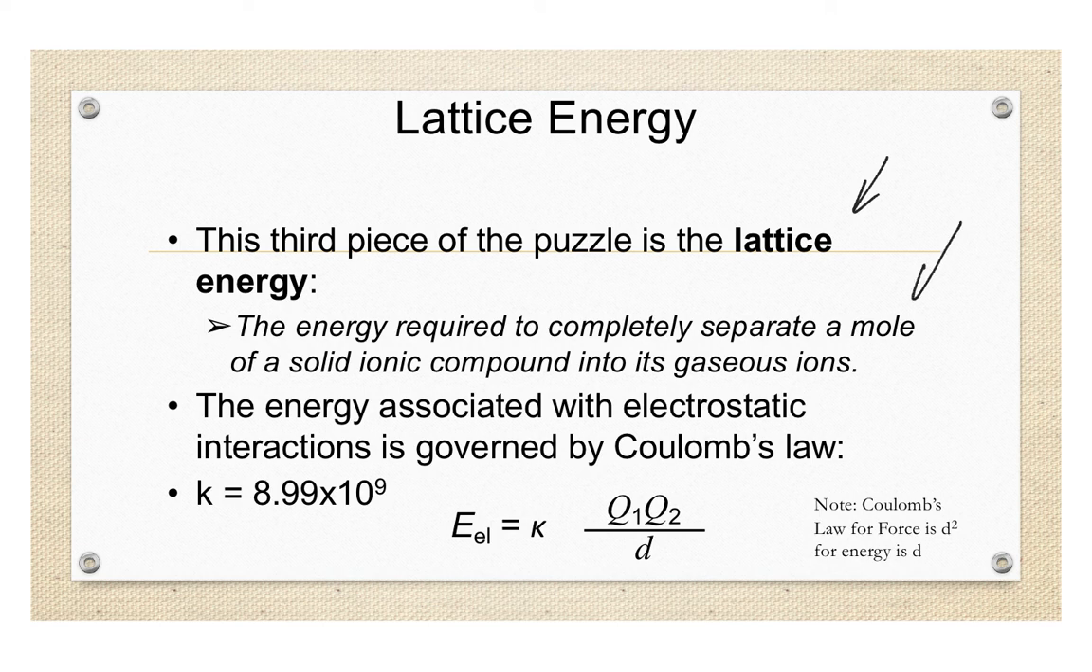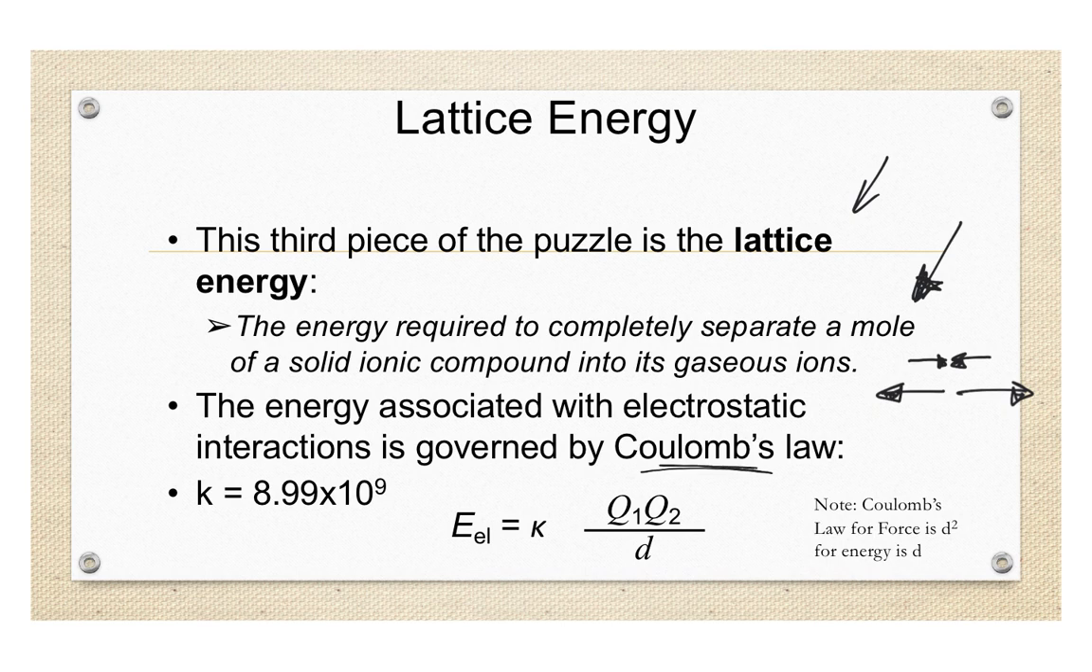This is the energy required to completely separate a mole of a solid ionic compound into its gaseous ions. That's kind of interesting, because we think of lattice energy as the energy that we're getting by putting ions together, but the way that it's measured is based on how much energy it takes to pull ions apart. The energy associated with these things coming together is governed by Coulomb's law.